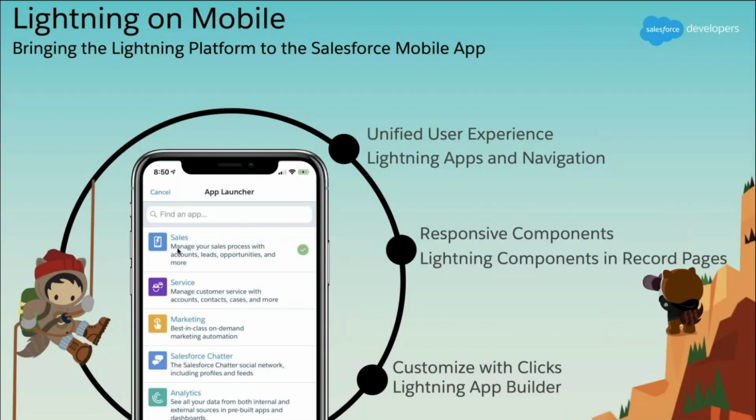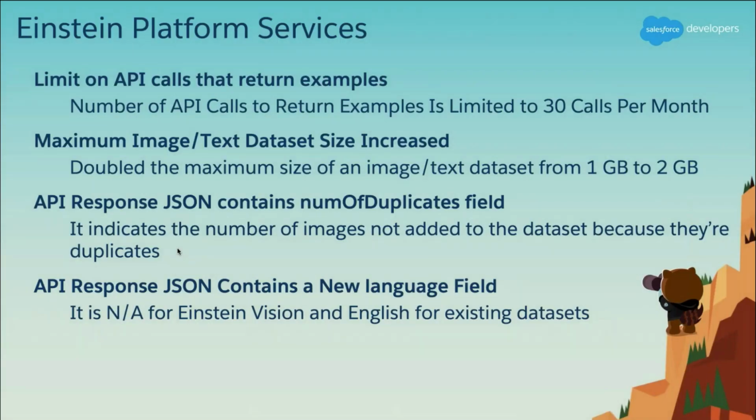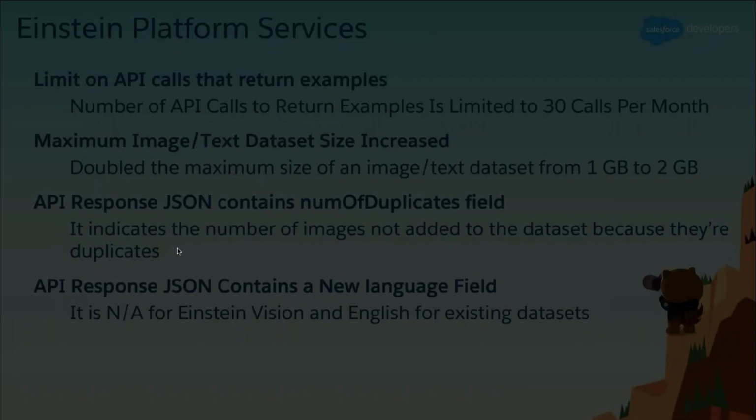In Lightning Mobile, you now have a user interface similar to your desktop interface, and you get the same look and feel. And in Einstein Platform Services, the limits were increased. Earlier it was 1 GB, now it is 2 GB, whether you are using Einstein Vision or natural language processing. The text or images can be of size up to 2 GB, which is a really interesting feature for Einstein developers.